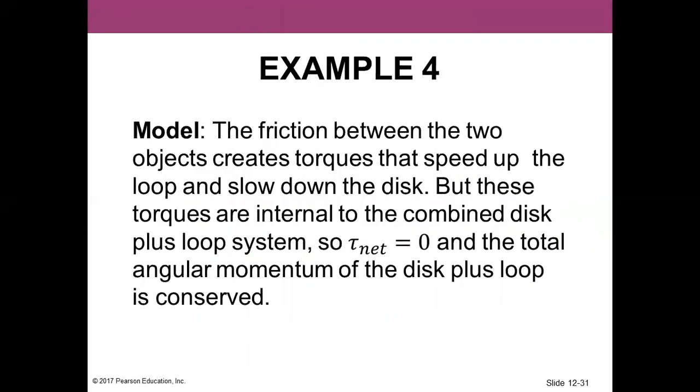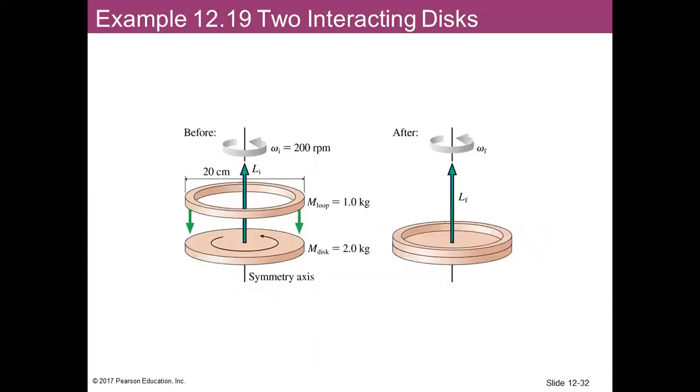Okay, so the friction between the two objects creates tugs that speed up the loop and slow down the disk until they move with the same speed. But these tugs are internal to the combined disk plus loop system. So the net tug is equal to 0, and the total angular momentum of the disk plus loop is conserved. Okay, so we have that system there.